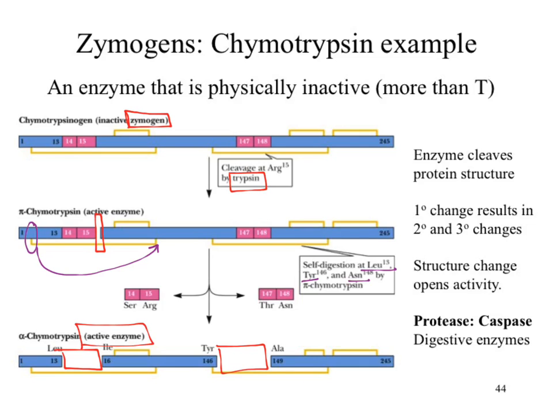The post-processing comes in, does one simple cut. And that's how it changes from the ogen to the pi chymotrypsin. It is now partially activated. It has some characteristics, but it's not fully activated. And then the alpha. The alpha is now our full active enzyme.